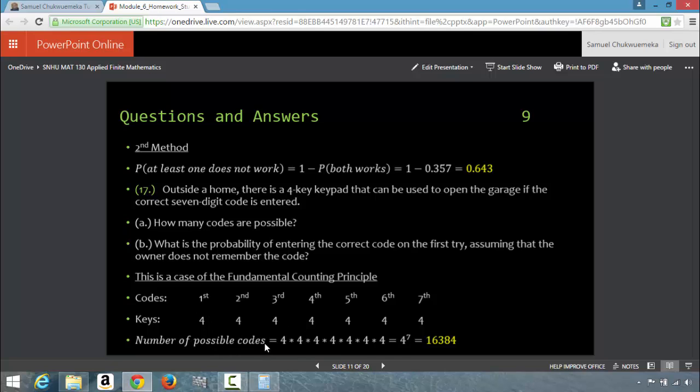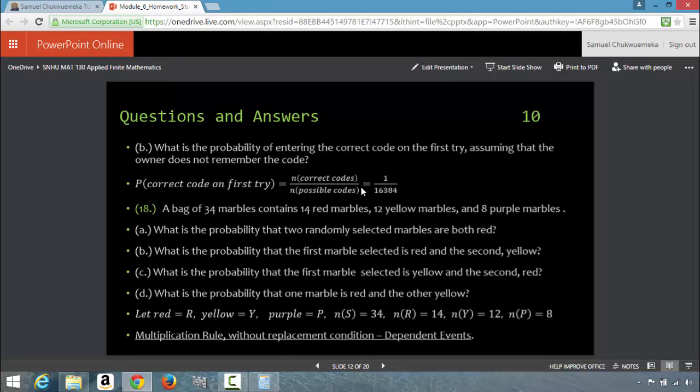The way I solved it was with a multiple choice question. How many options do you have per question? So view the video on fundamental counting principle. But you could do 4 exponent 7, which gives you 16,384 ways. And then the probability: you only have one correct code out of all these possible codes. So the probability will be 1 out of 16,384. That will be the probability.